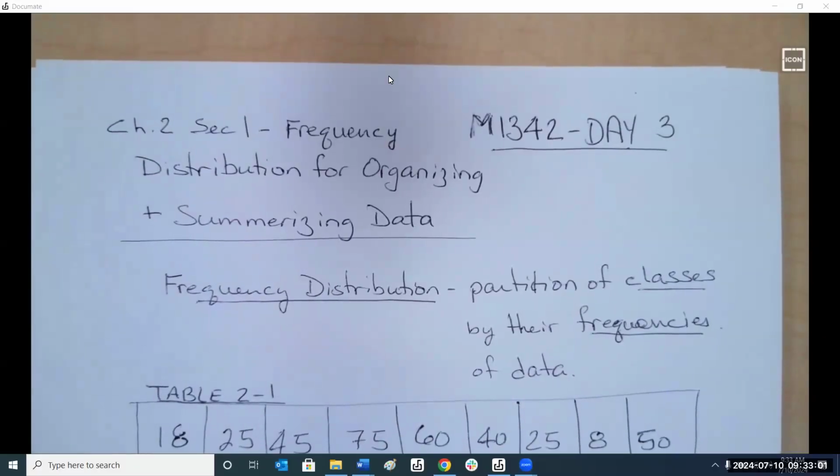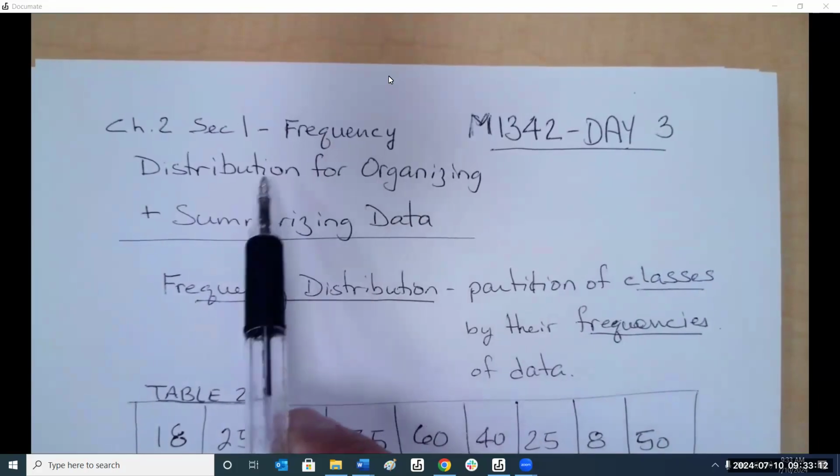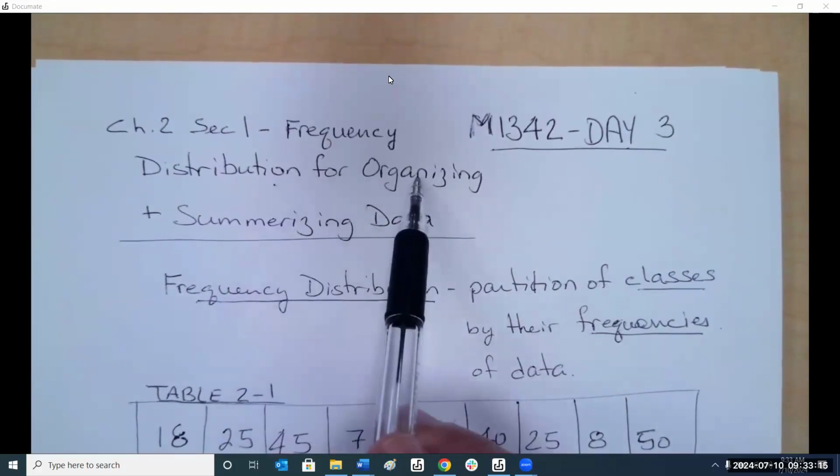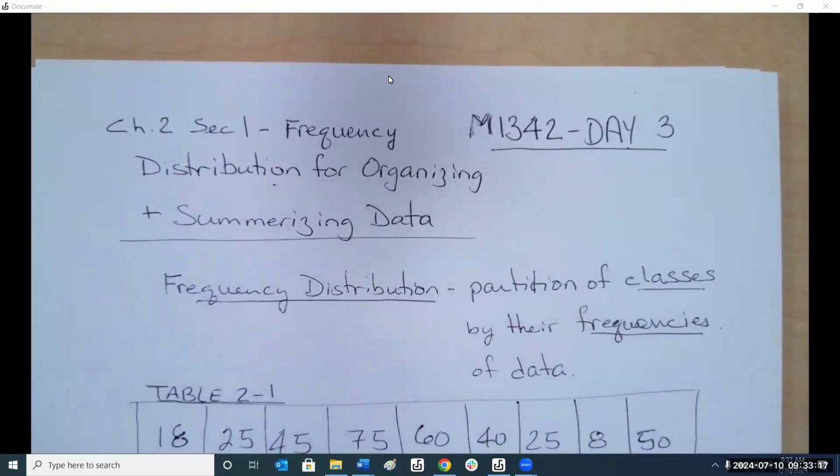All right. Today we're going to start chapter 2, where we're going to deal with graphing and different ways of representing our data sets. The first one we're going to talk about is frequency distributions. We use that to organize and summarize our data. And you wonder, okay, how's that?